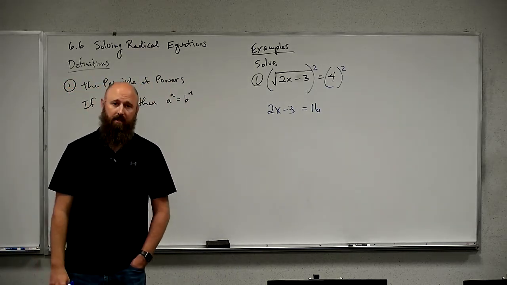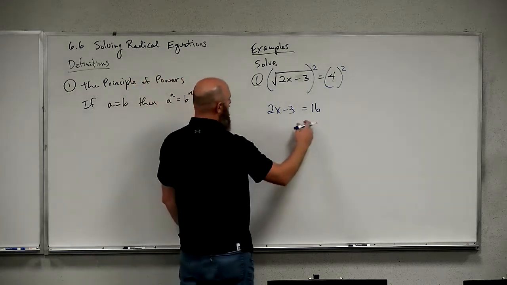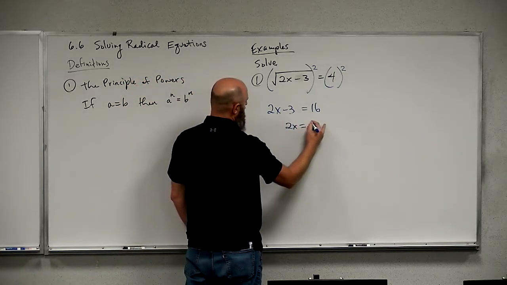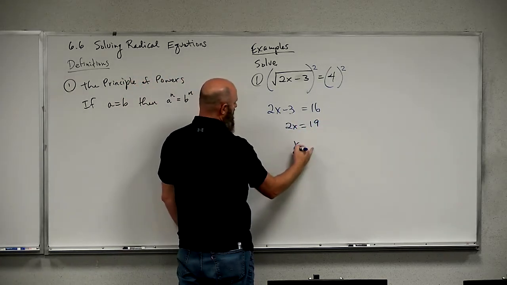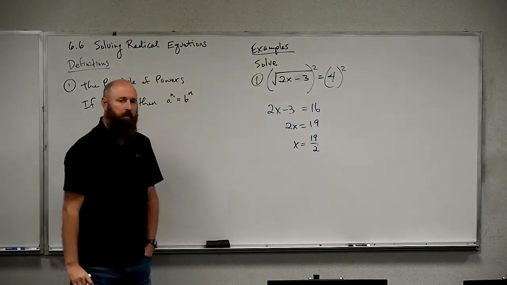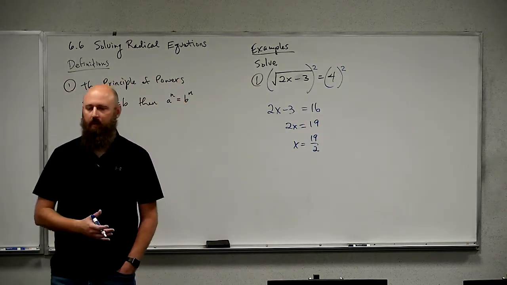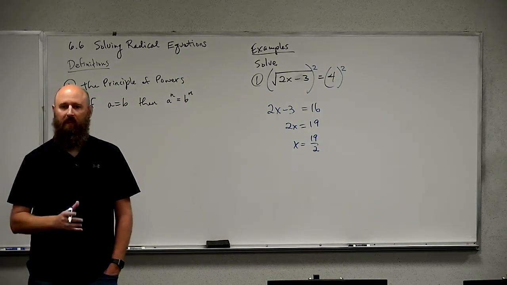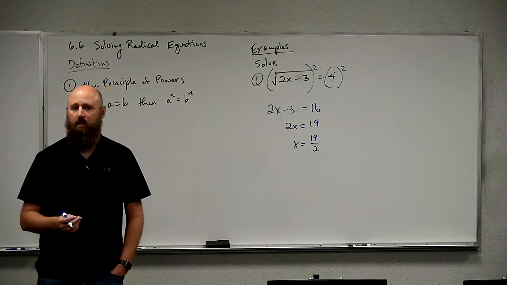We just need to solve for x. So we're going to add 3 to the other side. We get 19, divide by 2, so x is 19 over 2. But we do have to check some things. And we can do it a couple of different ways. But we have to make sure that that x value is in the domain.